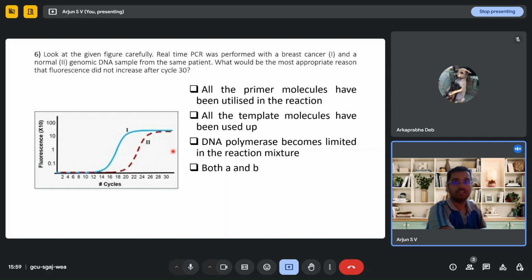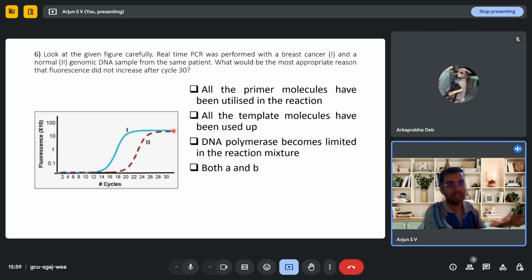So look at the given figure carefully. There are like one and two. Real-time PCR was performed with a breast cancer and a normal genomic DNA sample from the same patient. So this is the breast cancer DNA sample and this is the normal DNA sample. What would be the most appropriate reason that fluorescence did not increase after cycle 30? This is a log of fluorescence, and fluorescence kind of saturated after this point, and after cycle 30 both of them saturated. So what could be the reason?